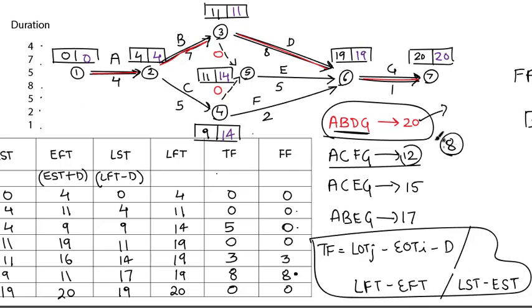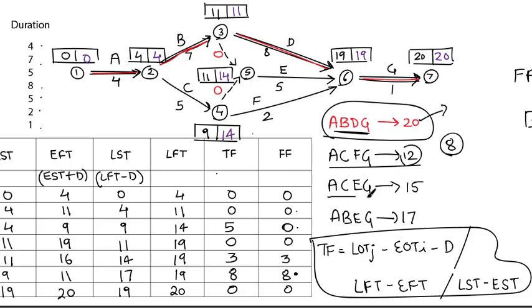All these 8 days can be used only for activity F. If we use it for any other activity, then the total project time will be delayed. You cannot use even a single day from this 8 for C, because the free float for C is 0. So that's the basic concept.